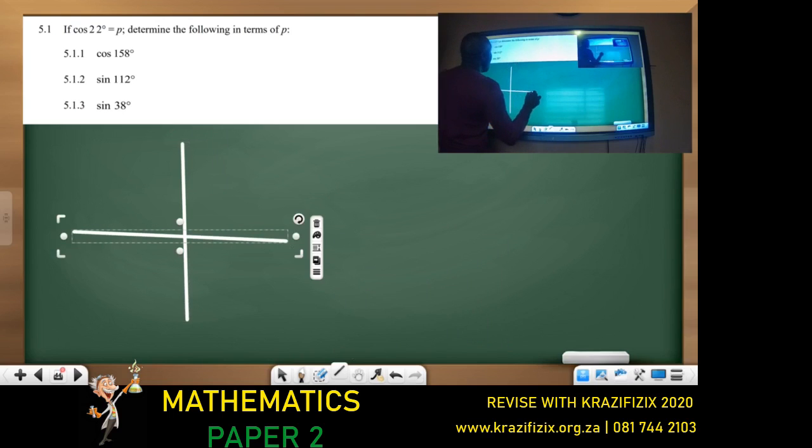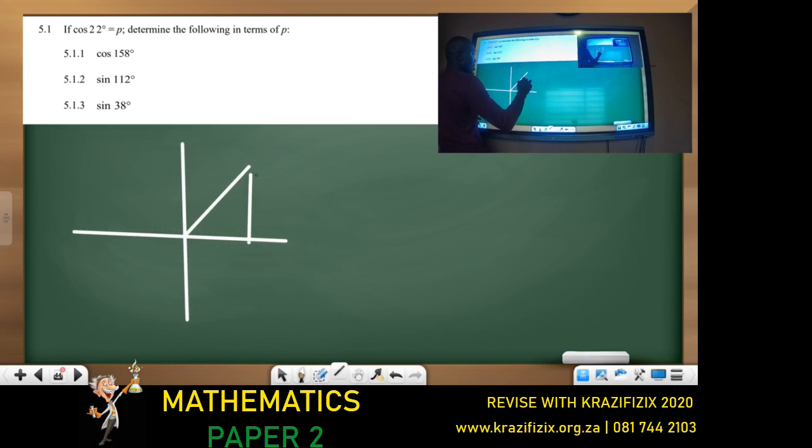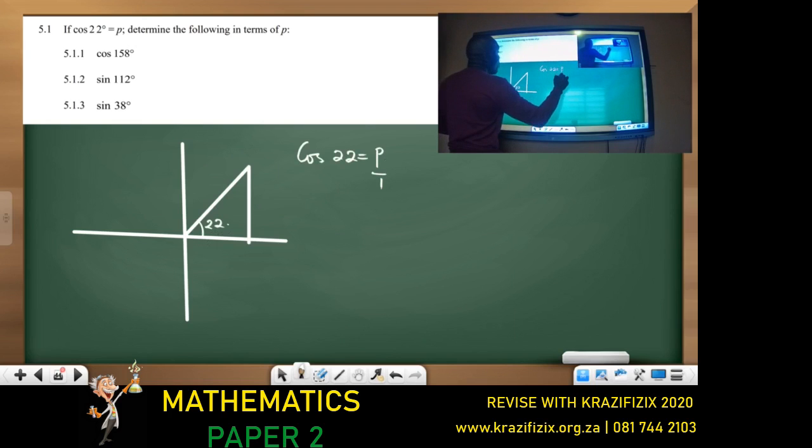Okay, now cos 22 falls in the first quadrant, so our triangle looks like this in the first quadrant, and that is 22. But what does that mean? Cos 22 equals p over 1, and we know cos is adjacent over hypotenuse. So this becomes my opposite, the side that faces the angle. This becomes my hypotenuse, and this becomes adjacent. So my adjacent is p and my hypotenuse is 1.